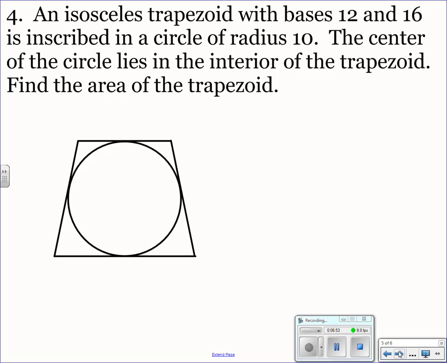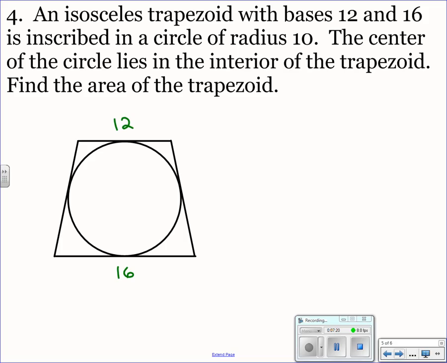Next example. And this is an even that I took from the book that's very similar to some odds you're going to have. So an isosceles trapezoid with bases 12 and 16. So 16 is on the bottom, we'll put the 12 on top. It is circumscribed about a circle of radius 10. The center of the circle lies in the interior of the trapezoid. Find the area of the trapezoid.